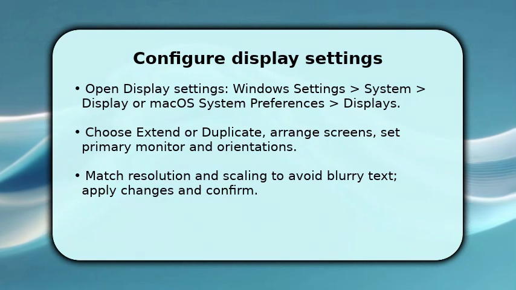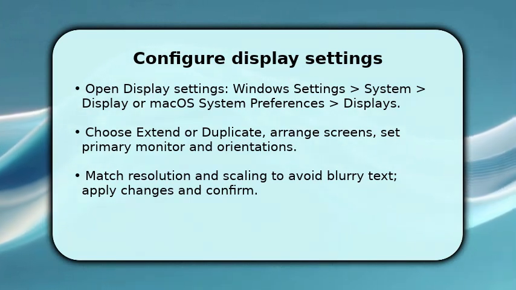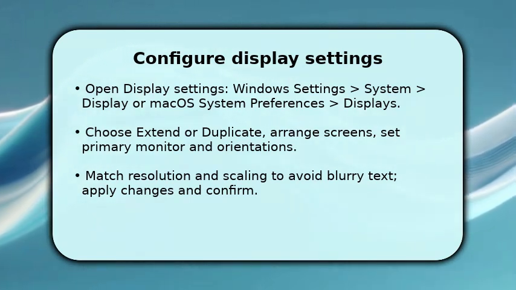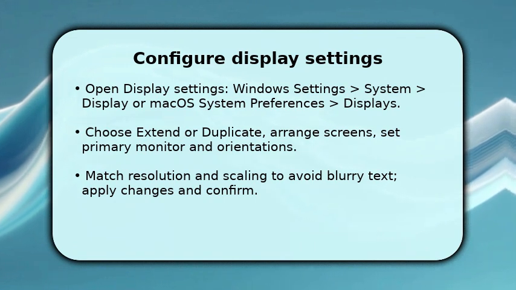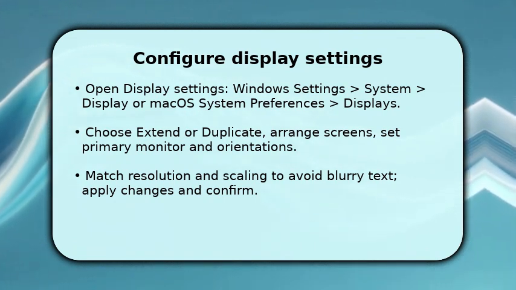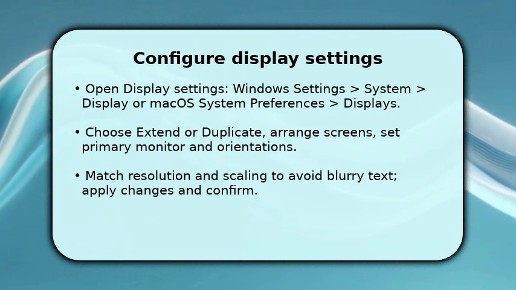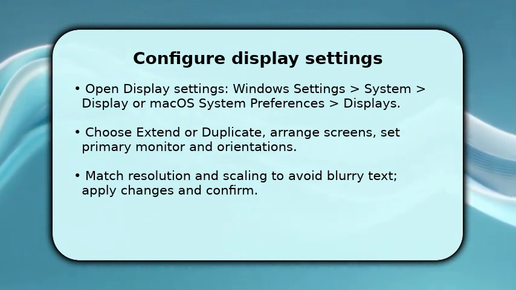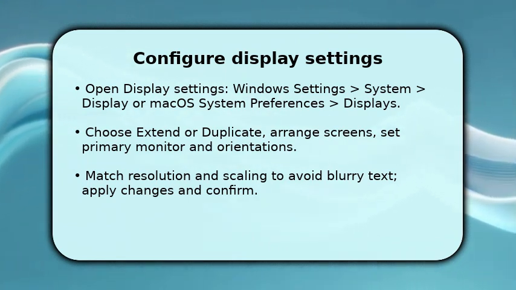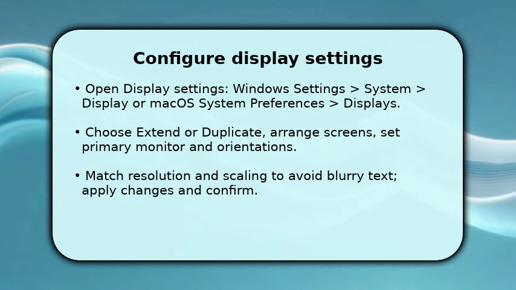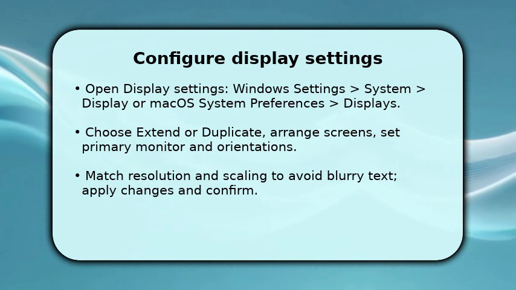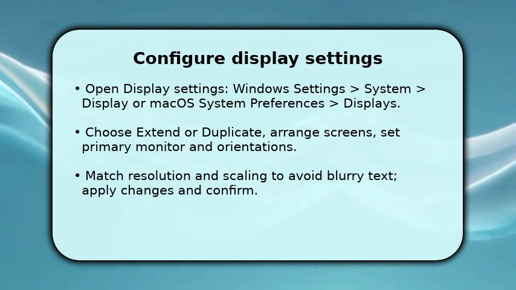You now tell the operating system how to use the new screen. On Windows, open Display settings; on macOS, open Displays. The system detects the monitor automatically in most cases. Once detected, choose Extend versus Duplicate depending on your workflow, drag the monitor icons to match physical placement, and set the main display. Make sure resolution and scaling fit each panel so text stays sharp.